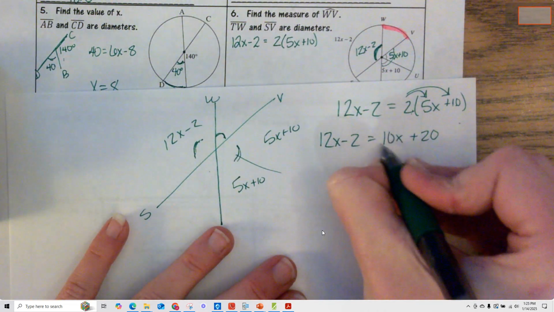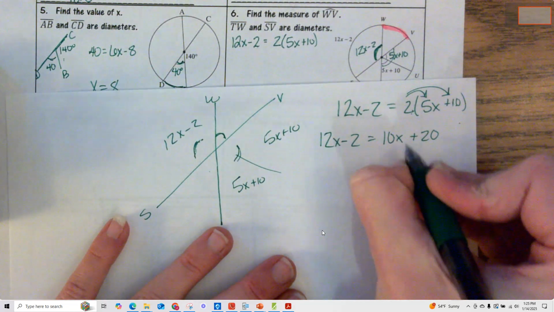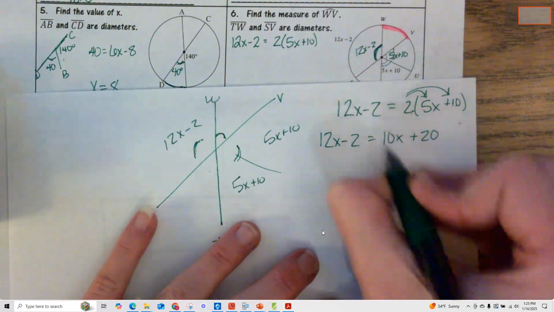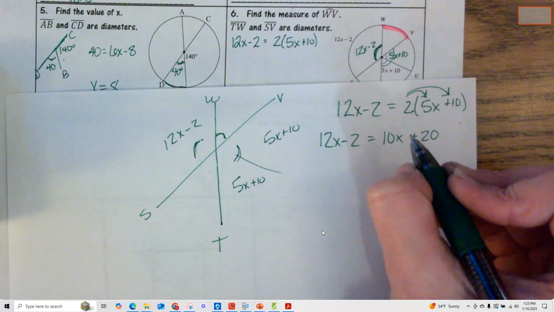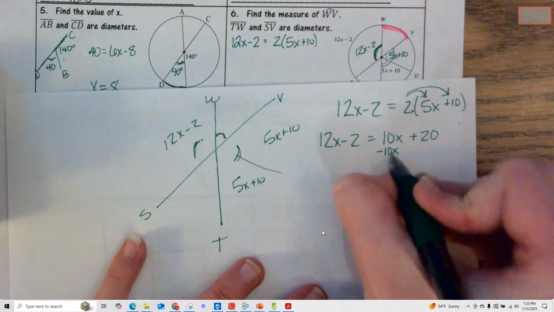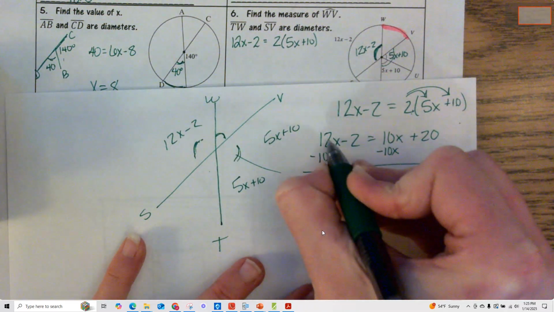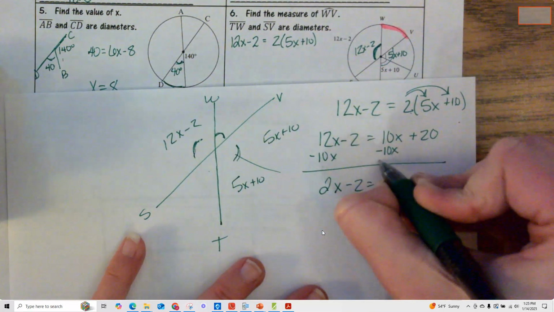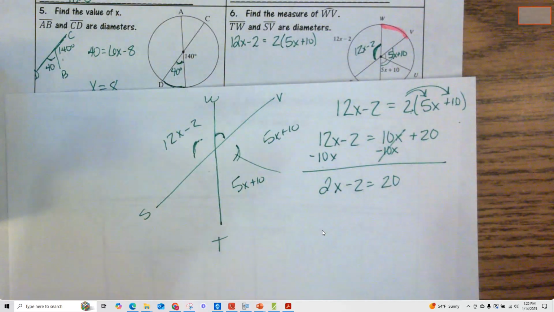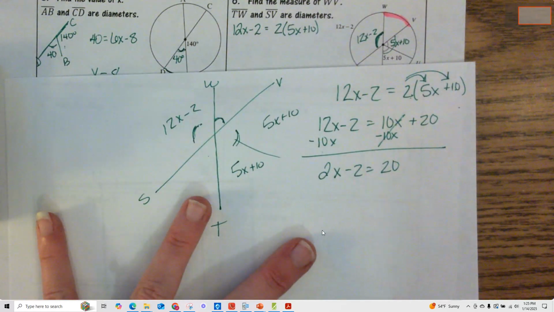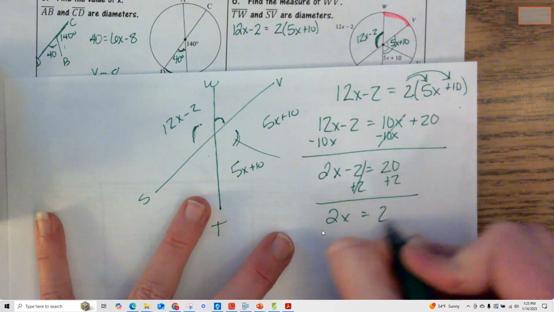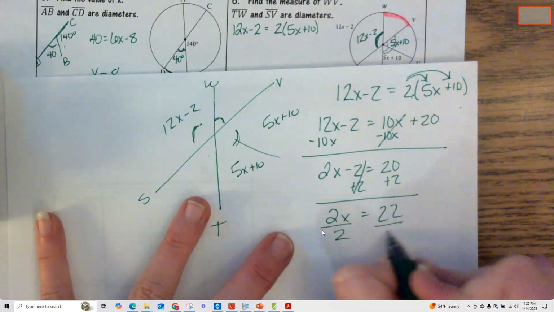So if I want to move that 10x, how would I move it? What would I do to move it? Subtract it. Anytime you're moving something, you're adding or subtracting. Okay, so 12 minus 10 is 2. Keep the x. Didn't touch the minus 2. That's going to cancel. And now we're back to a two-stepper, right? So what do I do next? Add 2, okay? And then divide by 2.